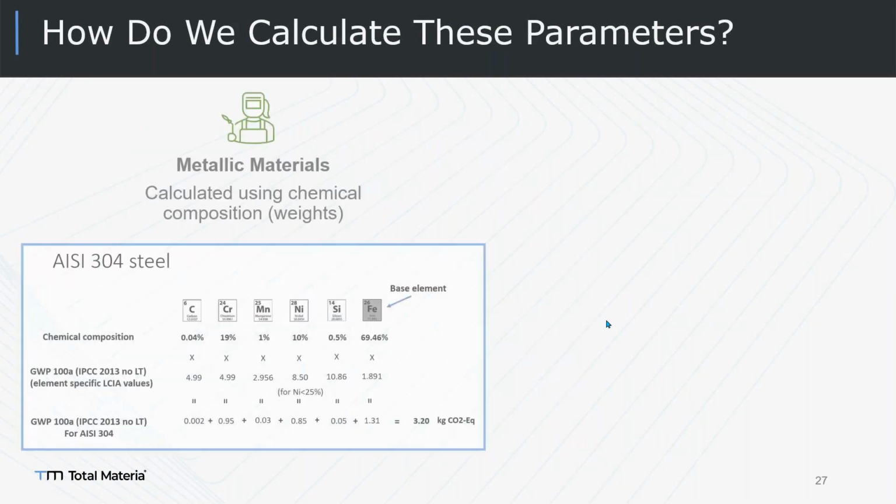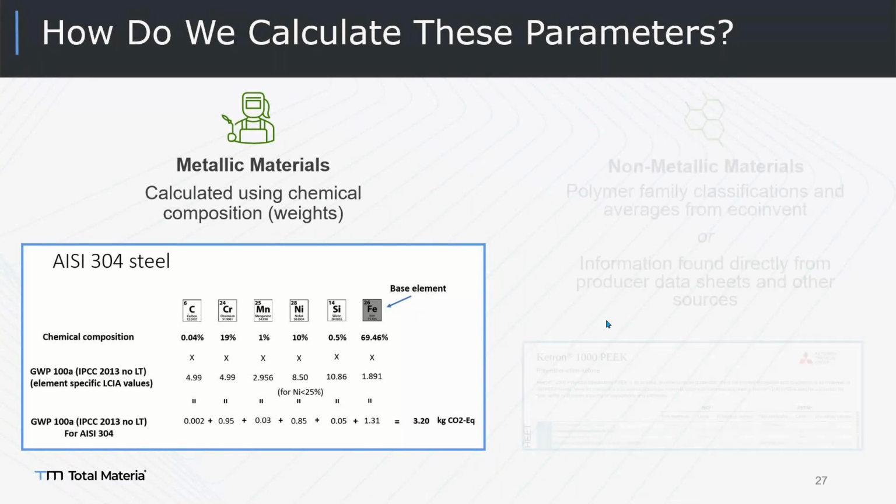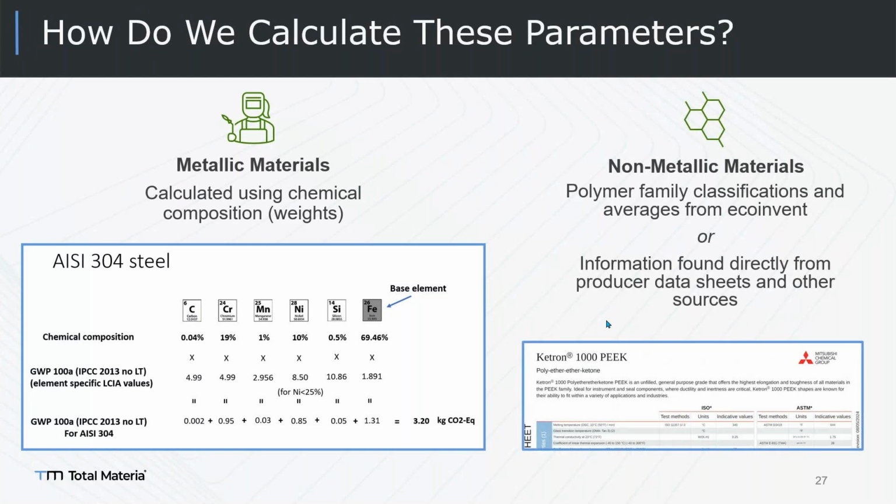And again, how do we calculate these parameters? For metals, I'm repeating myself, but we're calculating that data using chemical composition by weights. And for non-metallic materials, with Ecoinvent, we're able to classify different polymers into their own polymer family, so we could utilize averages from that. But also there's information found directly from producer data sheets that we're able to utilize as well.